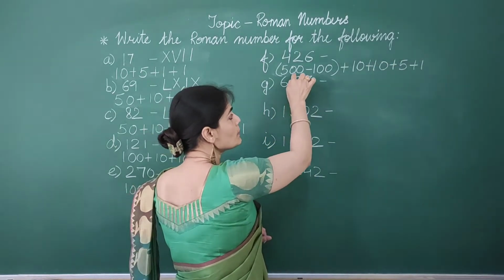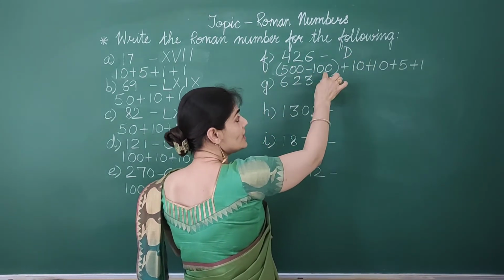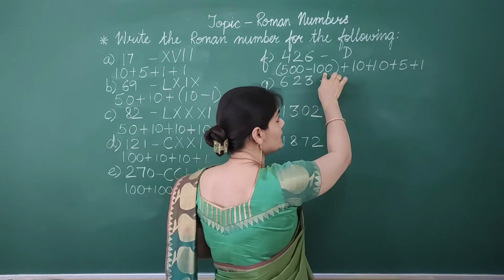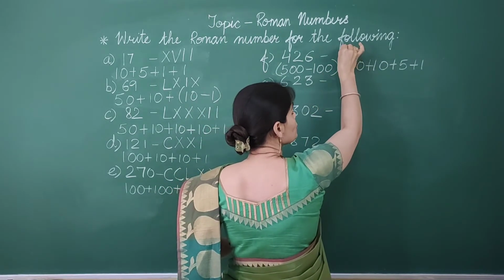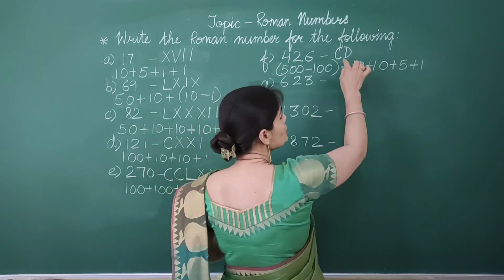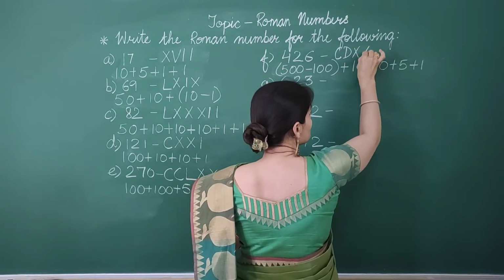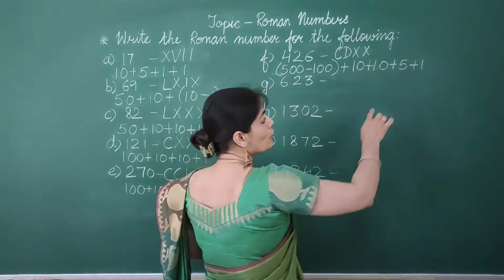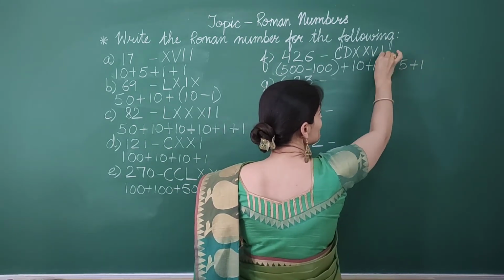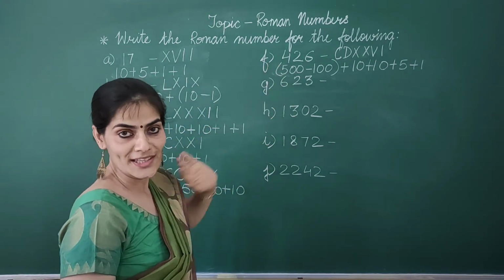So what is the symbol for 500? It is D. From this D I am going to subtract the symbol for 100, which is C. And when I am subtracting, I should write it on the left of the bigger value. So C, D, and for these tens the symbol is X. So I write it 2 times. For 5 the symbol is V, and for 1 the symbol is I. So this is how we are going to write 426.